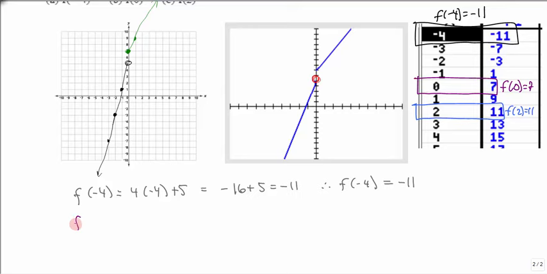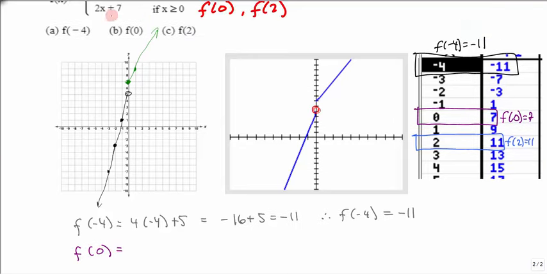Now if I wanted to figure out what f of 0 was, I would take 0 and plug it into the second piece of my piecewise function. 2 times 0 plus 7. 2 times 0 is 0. 0 plus 7 is 7. Therefore, f of 0 equals 7.